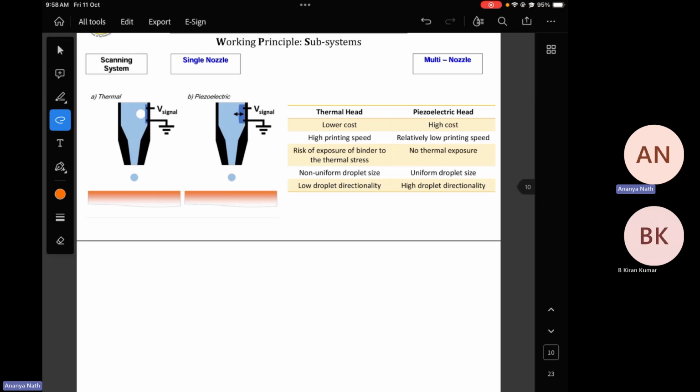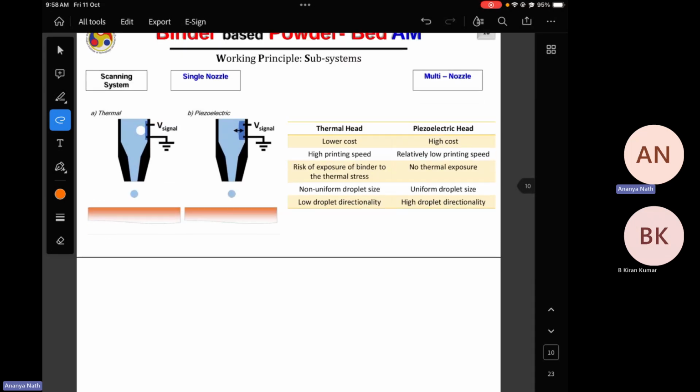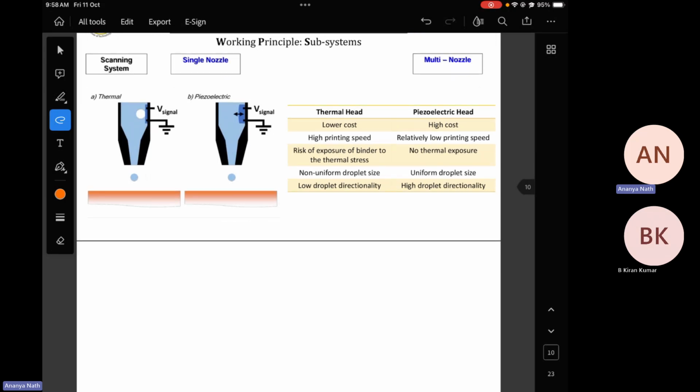So thermal head is like you're increasing the temperature by the externally applied voltage. It is lower cost than the piezoelectric one. Printing rate is higher, but with piezoelectric you have to first give the voltage, then it will contract or expand, and then the drop will come. So obviously it is a time taking process, which in turn increases the cost. Risk of exposure of binder to thermal stress is there because thermally the droplets are coming hot, but there is no such case in piezoelectric.